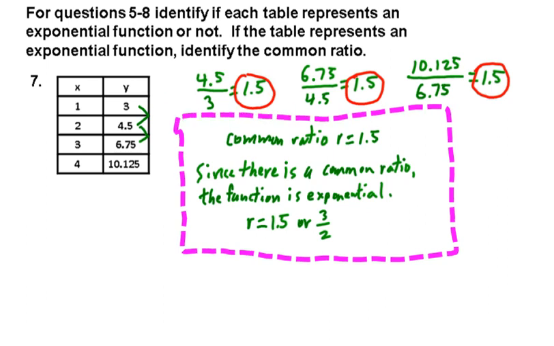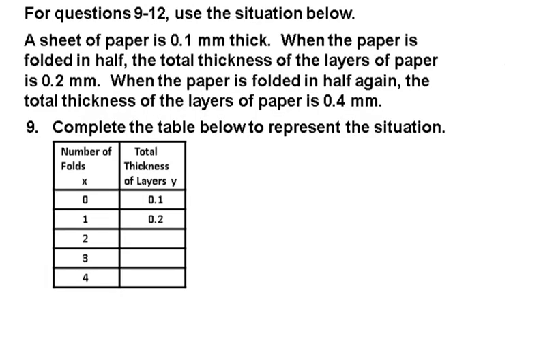Okay, next. Go to 9. And for questions 9 through 12, use the situation below. So I think what I'm going to do is just start this out with number 9 perhaps, and not do a whole lot more. It says your sheet of paper is 0.1 millimeters thick, and the paper is folded in half. The total thickness of layers of paper is 0.2 millimeters. So you fold successive layers in half, and so what are you going to do?